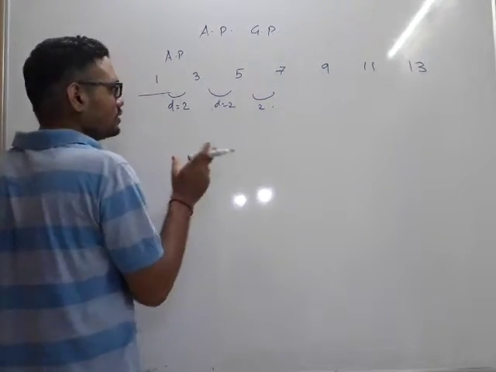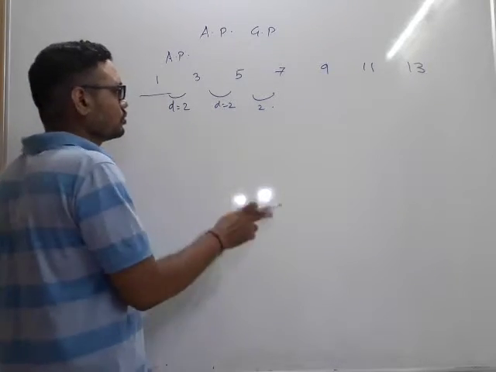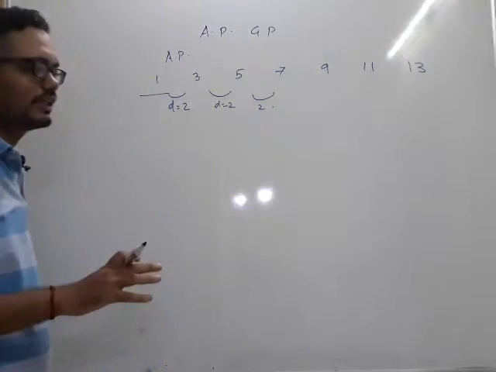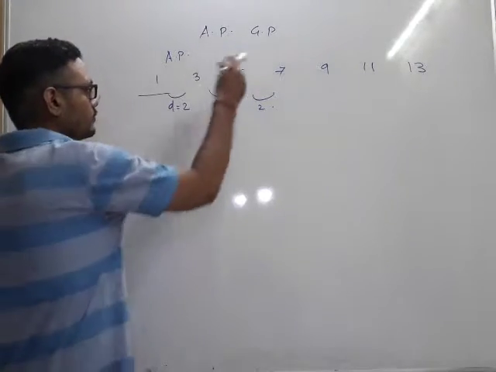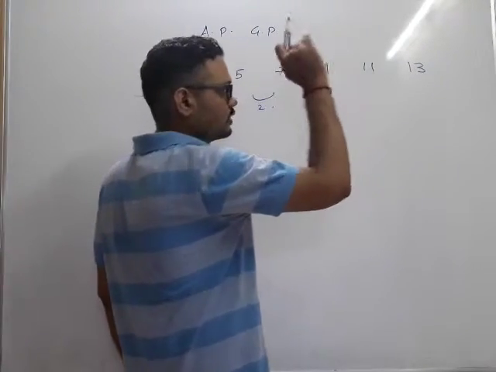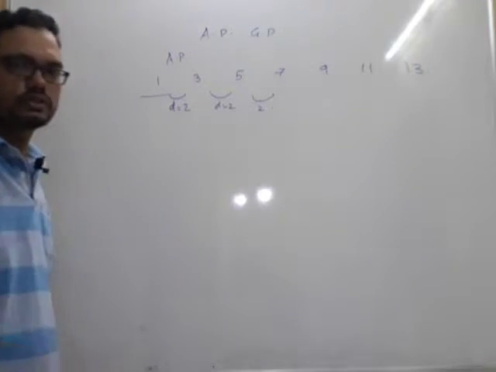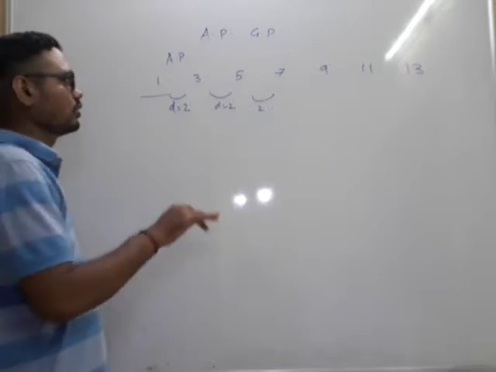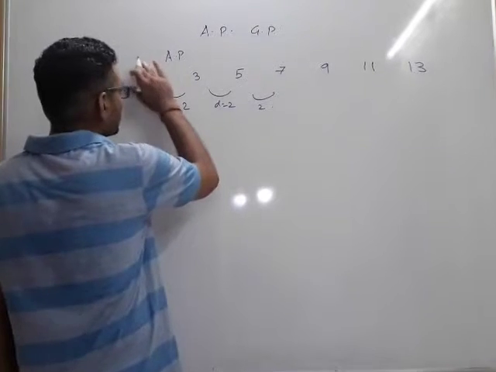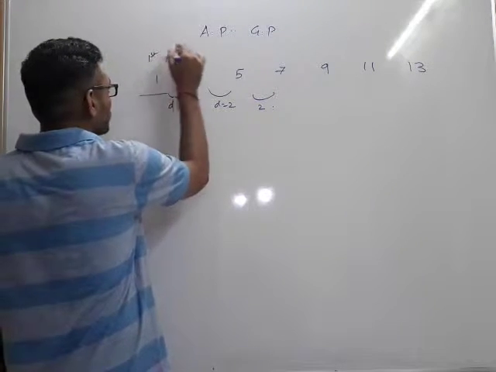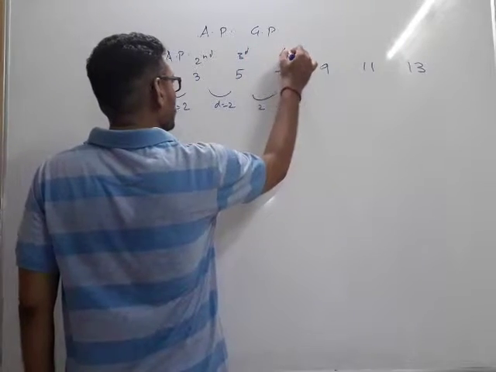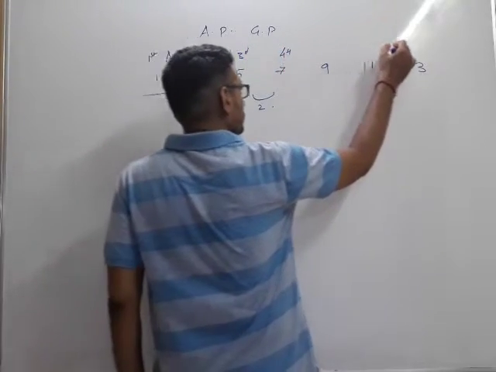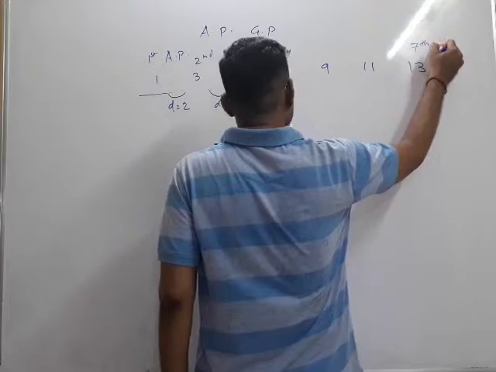Now if a series follows the rules of arithmetic progression, then it will follow all the formulae: to find the fifth term, the first term, the last term, the average, the sum. So this is nothing else but the first, second, third, fourth, fifth, sixth and seventh term.